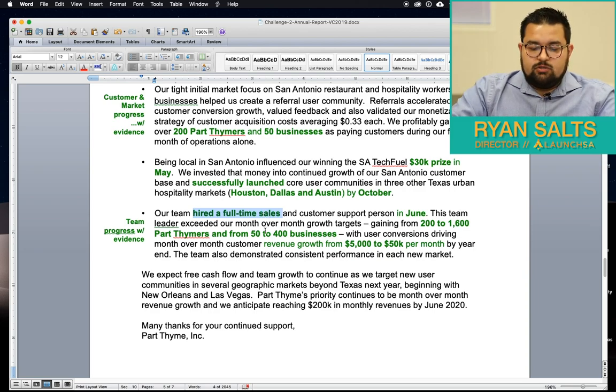So we hired a full-time salesperson, not just that we hired a person, but what that person does, so full-time sales and customer support in June when that happened, and what doing that did for the business. So that increased our employee pool from 200 users to 1,600, and businesses paying from 50 to 400 over the course of the year. That also equated to revenue growth from $5,000 a month to $50,000 per month by the year end.